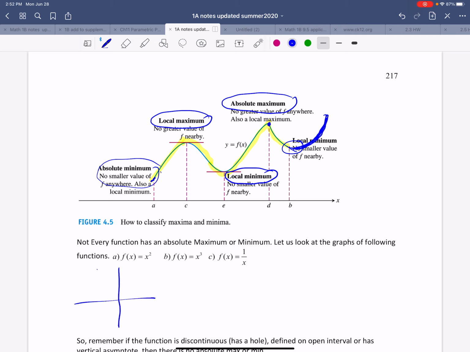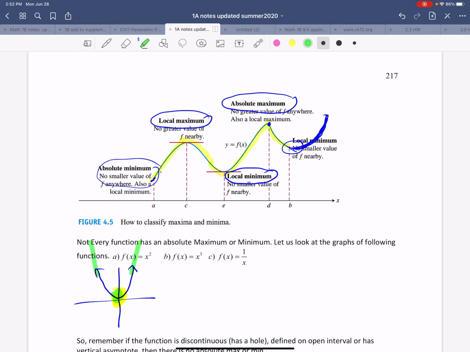Let's check out f of x equals x squared. Does it have a local max? No. Does it have an absolute max? No. Does it have a local min? Yes, at x equals 0. Does it have an absolute min? Yes, at the same point. It has no max because it goes on forever, and no absolute max either.